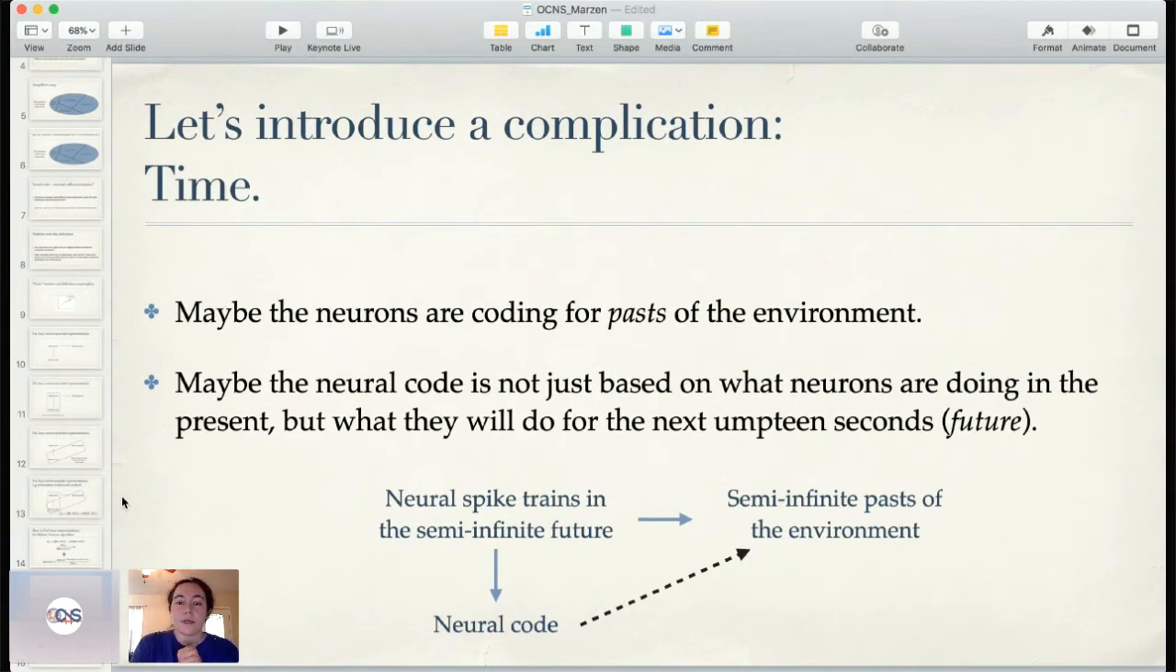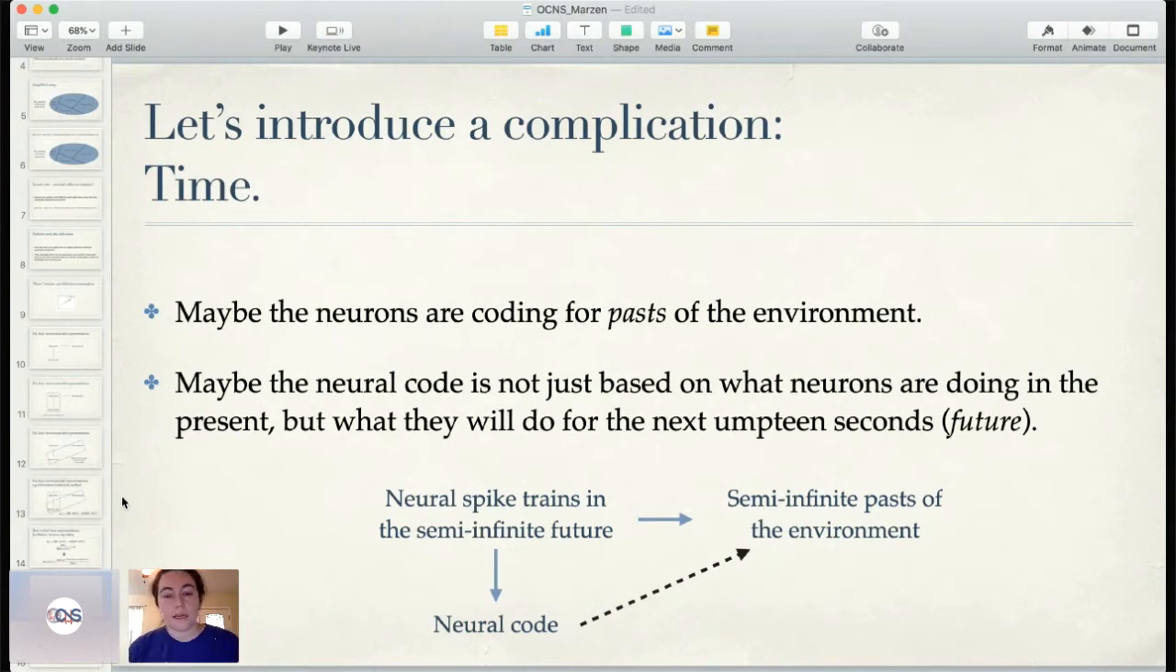And then another point that I can go back and forth on is that it's possible that what matters is not just the current neural spike train. It could be that the neural spike train that's relevant, that we should be basing the neural code on, goes for at least a second into the future. Okay, that's sort of a long time scale, but if we introduce these two complications, we've got a much harder problem. On paper, it kind of looks the same.